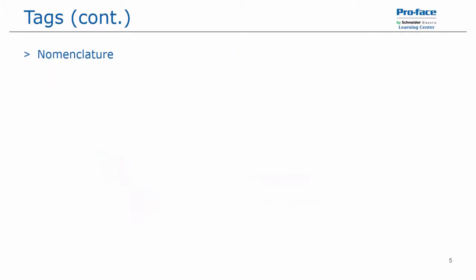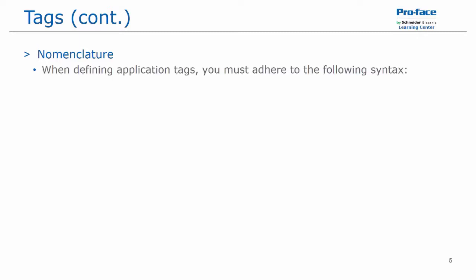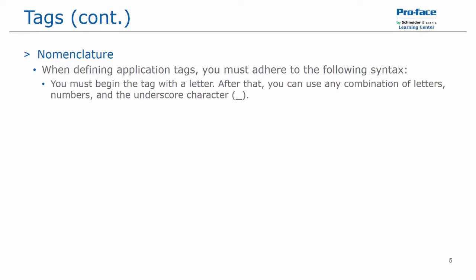Tag nomenclature. Basically, this is the syntax of how tags are structured inside of Blue Open Studio. And there are a few rules that you have to adhere to. The first thing is you must begin a tag with a letter. After that, you can use any combination of letters, numbers, and the underscore character. That's it. No other special characters are allowed. And there is a maximum of 255 characters allowed for the tag name.